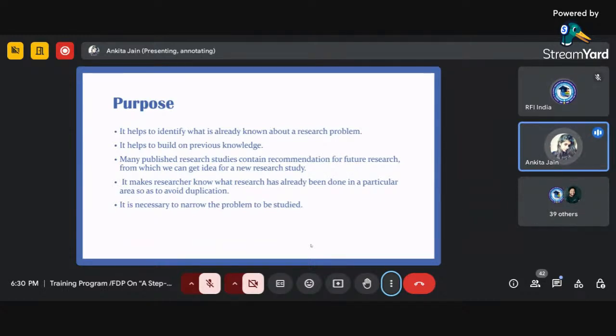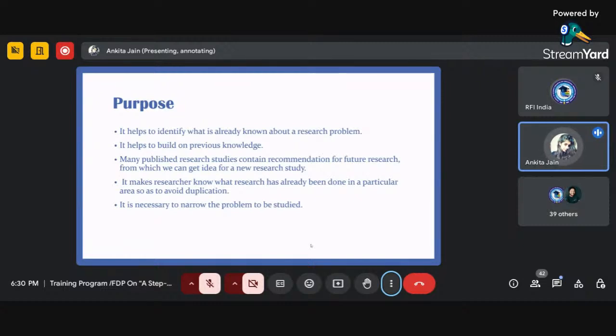It makes the researcher know what research has already been done in a particular area, so as to avoid duplication. As I have told you again, we should not do the same thing. We have to research something so that it is original, it should not be duplicate, it should not be copied. Otherwise, what is the meaning of doing what is already done?